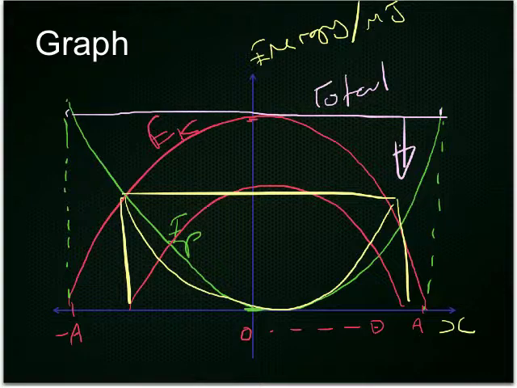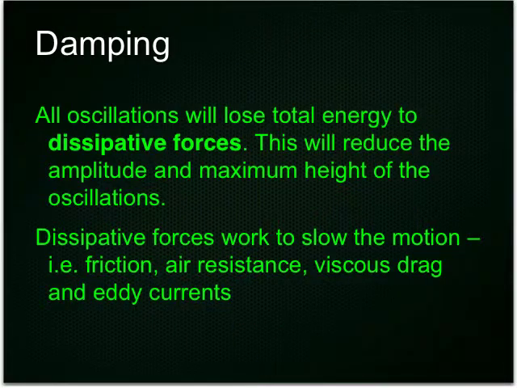Well, that's quite confusing now. Why do we lose energy? It's because of damping. All oscillations will lose total energy to dissipative forces. This will reduce the amplitude and maximum height of the oscillations. Dissipative forces work to slow the motion, and they come in the normal forms: friction, air resistance, viscous drag, eddy currents. There are a few other ways.